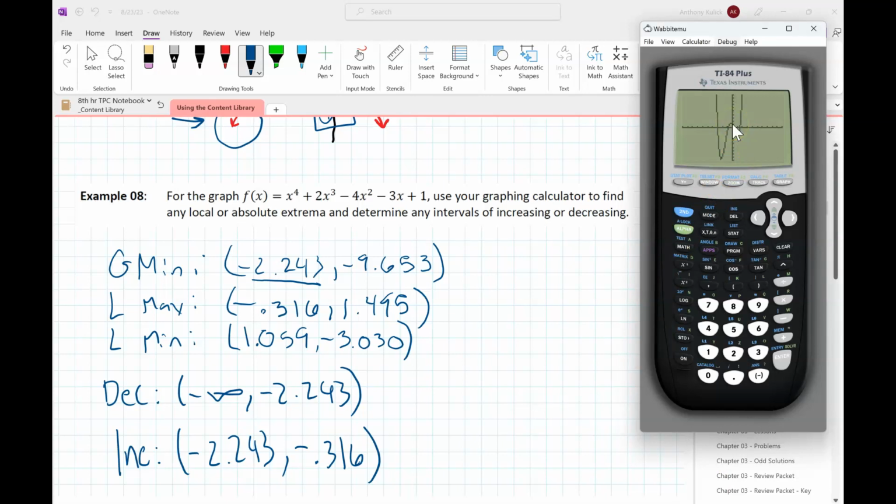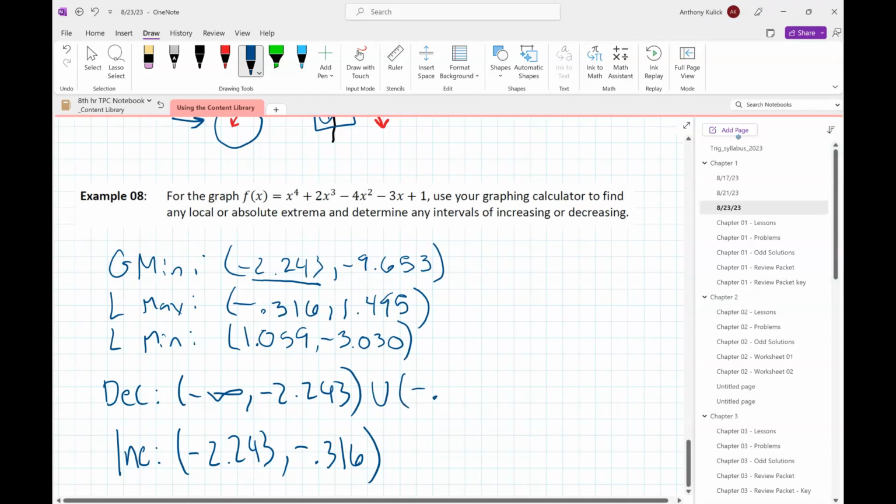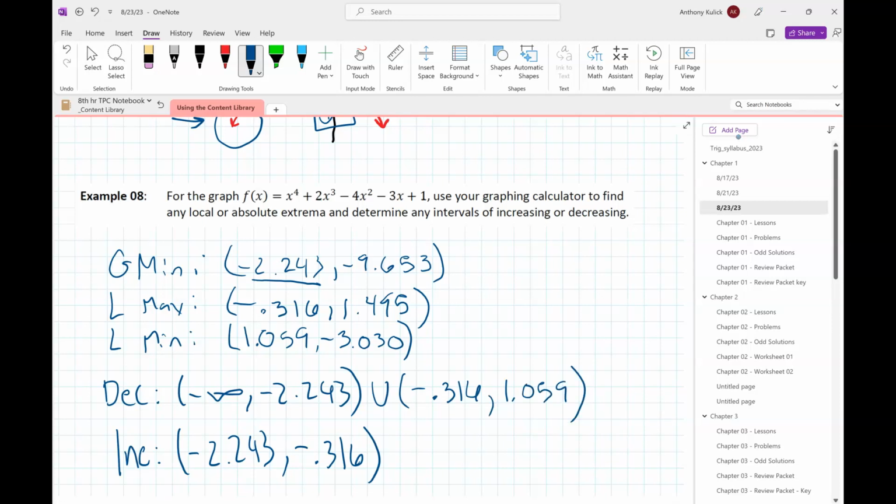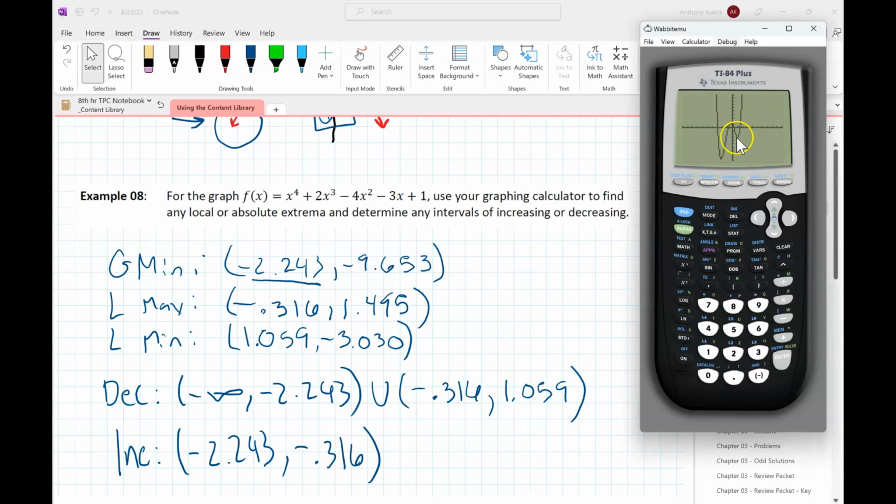And now we're up here. We continue walking to the right. Oh, we go downhill from the local maximum to the local minimum. So we start at the local maximum and we go to the local minimum downhill. And then we're here, so we continue walking to the right. Now we're going up, starting at the local maximum, and we continue walking uphill forever.